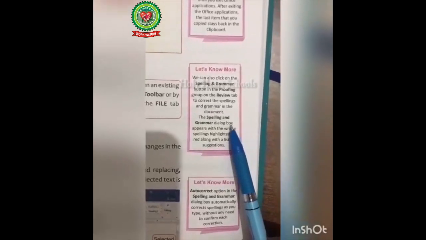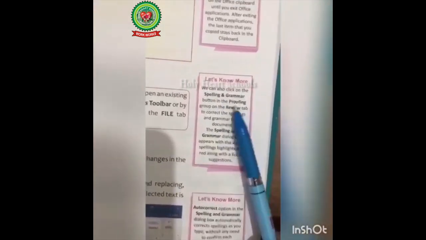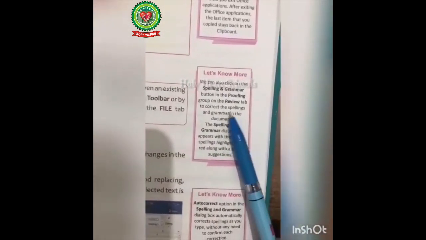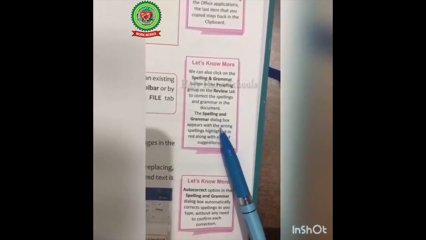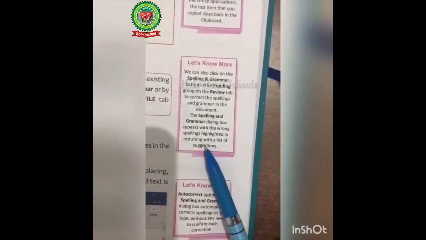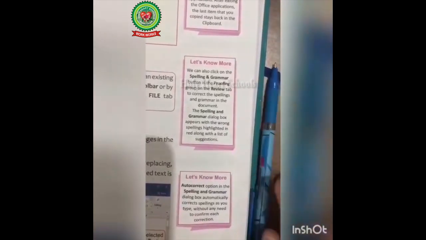Now our next topic is Let's Know More. We can also click on the Spelling and Grammar button in the Proofing group on the Review tab to correct the spellings and grammar in the document. The Spelling and Grammar dialog box appears with the wrong spellings highlighted in red along with the list of suggestions. So we will do it practically now.